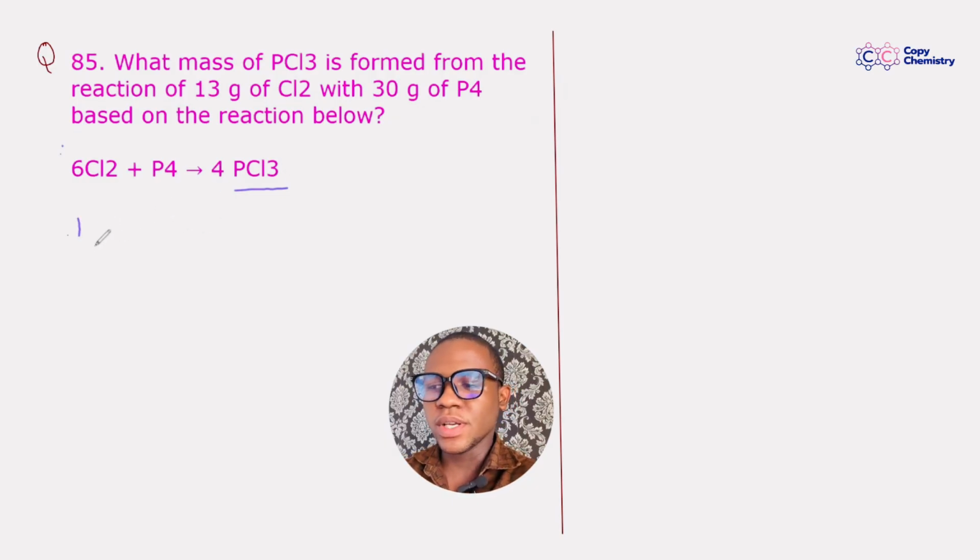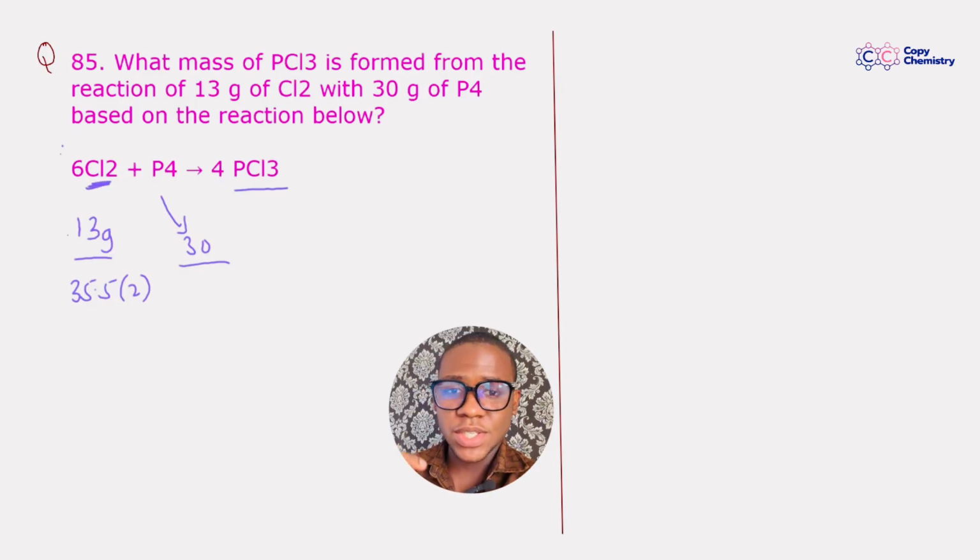13 grams of Cl2, right? And 30 of this other one. So we're going to divide by the molar mass. The molar mass of Cl is 35.5, so times 2 for Cl2. I'm doing that because this is Cl2 and each Cl is 35.5. That's the relative atomic mass, okay? So that's why I have that. Then for P4, it's going to be 4 multiplied by whatever phosphorus is. That's 31. Yeah, 31.